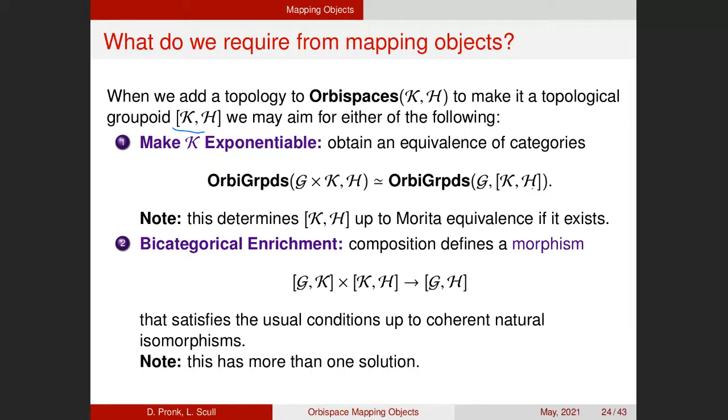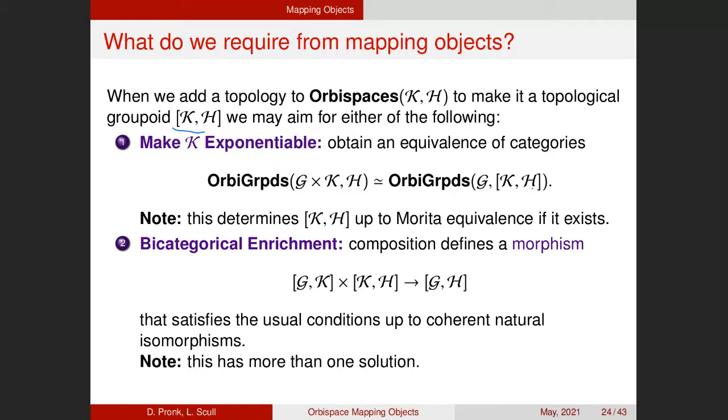I can also ask that there be bicategorical enrichment, so that the composition on the mapping spaces would be a morphism again. The first one determines your mapping object up to Morita equivalence if it exists. The second one could in principle have lots of solutions. I mean, you could just make everything discrete or indiscrete and it would work.